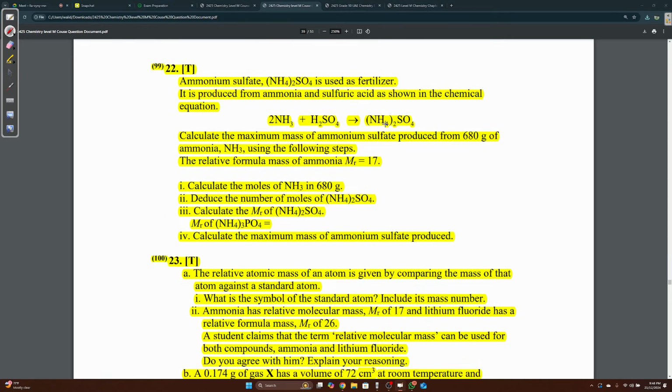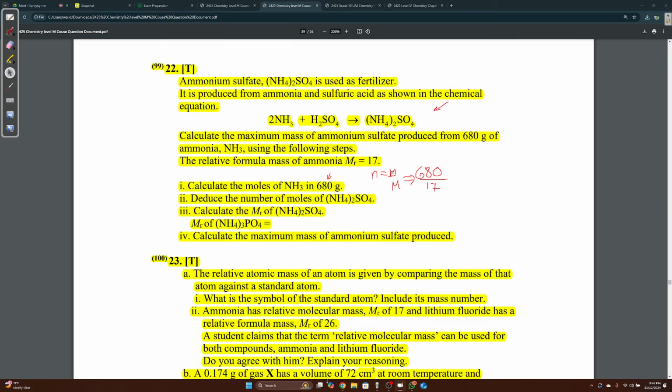Ammonium sulfate is used as a fertilizer. It's produced from ammonia in the chemical equation. Calculate the maximum mass of ammonium sulfate produced from 680 grams of ammonia using the following steps. Calculate the moles of NH3 in 680 grams. So they're doing it step by step. How do you find moles? It's m over M. So 680 divided by the molar mass of NH3, which is 17.